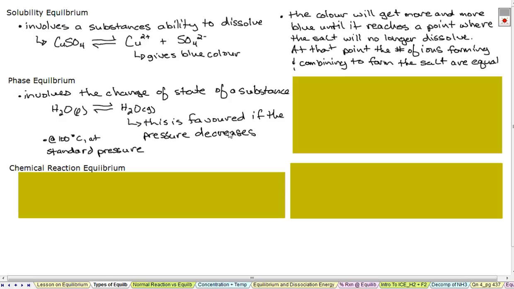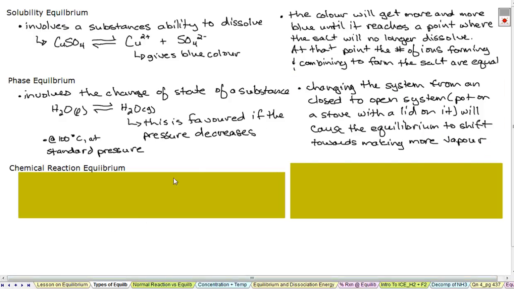So altering pressure can affect this, and we know that as well, especially if you've ever boiled water on a stove. If you go from a closed system, say your pot on the stove has got the lid on it, and then you take the lid off, you'll notice that your water will start to boil much faster. And in many cases, opening your system will cause a shift in the equilibrium towards making more vapor. Now, the last one is chemical reaction equilibrium.